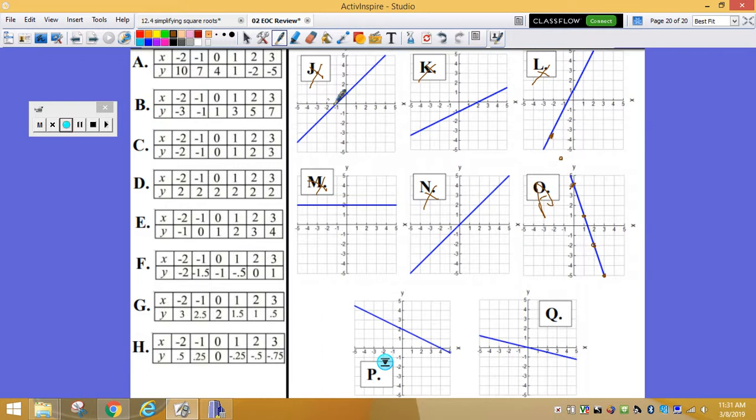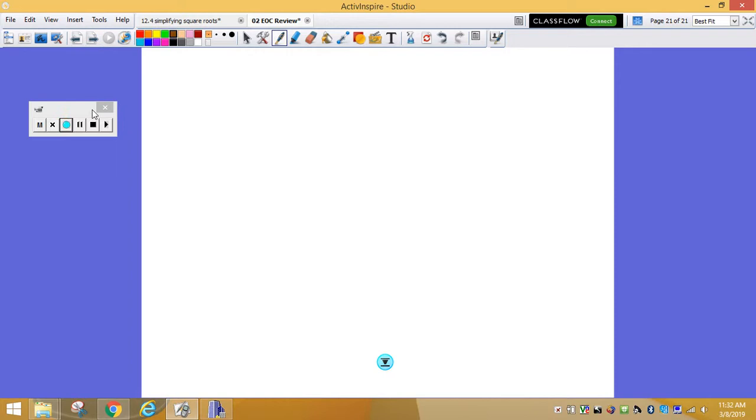Let's do B. -2, -3 is down here. That's not right. -2, -3 is here. That's not right. -2, -3, that works. Okay, what else? -1, -1, that works. 0, 1, that works. 1, 3, that works. So it looks like L and B are the two that match. So that's how you do it with tables. And that's it. So go try the worksheet.